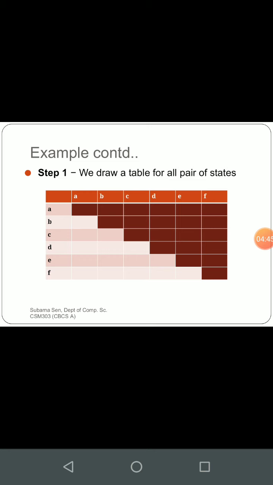Fine. Now what is our job? We will mark those pairs of states where one state is final and the other state is non-final.